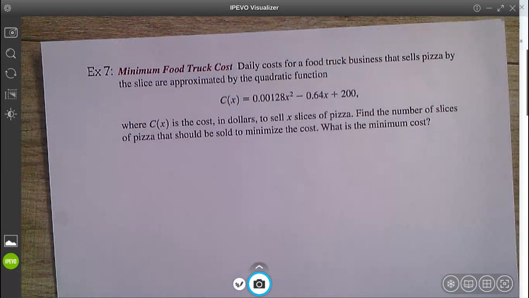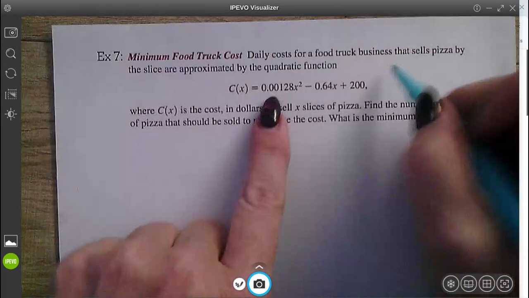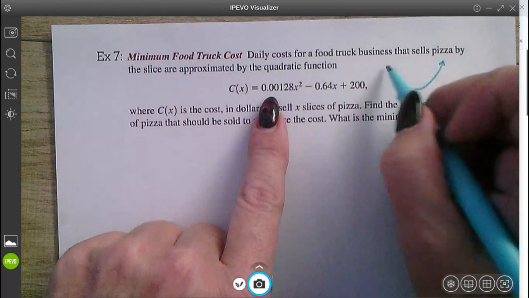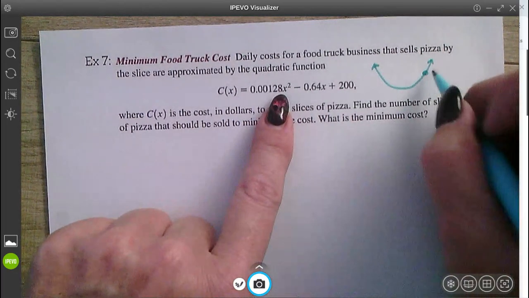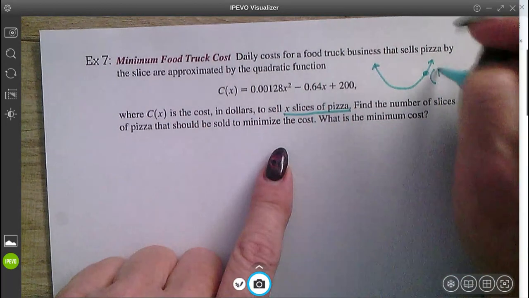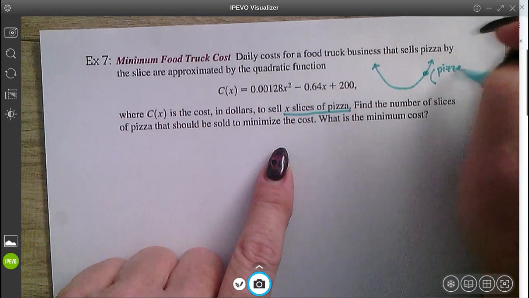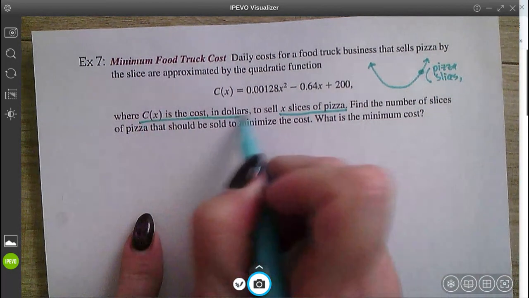Well, it's a parabola. How do I know? Because it's an x squared graph. Well, does the parabola open up or does the parabola open down? Since the coefficient out in front is positive, this parabola opens up. Every ordered pair on this parabola has an x coordinate that is the number of slices of pizza. So this is going to be pizza slices. The y coordinate is going to be the cost in dollars.